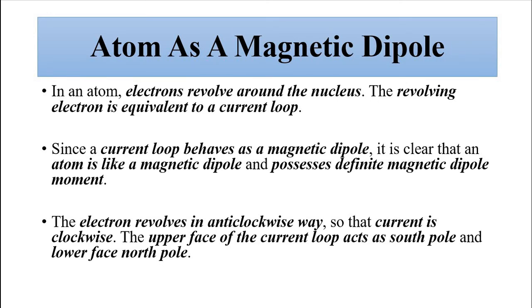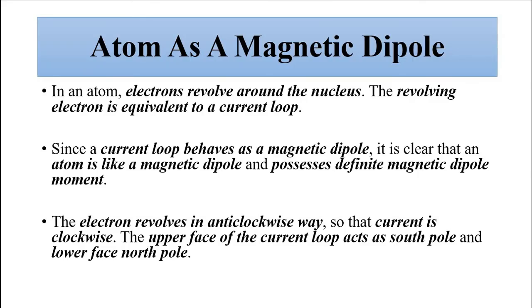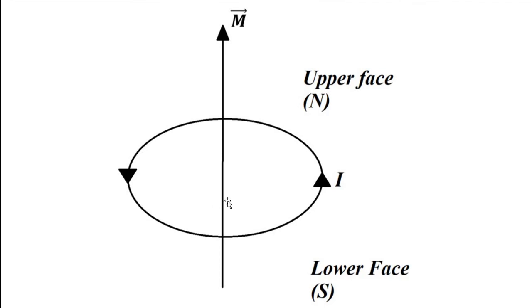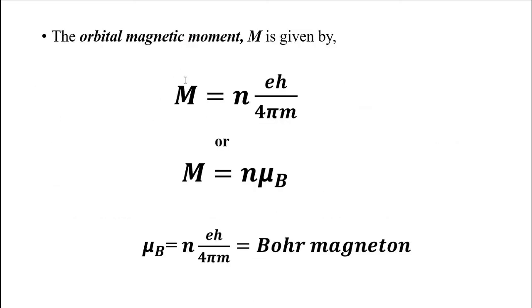That's why I introduced the current loop as a magnetic dipole first, then I introduced this. The movement of electrons around the nucleus in a specific orbit leads to flow of current in the opposite direction, a similar situation to that of a current carrying loop, and this gives us the atom as a magnetic dipole. And the magnetic dipole moment for the electron, or the orbital magnetic moment as it is called, is given by this expression, n e h by 4 pi m.